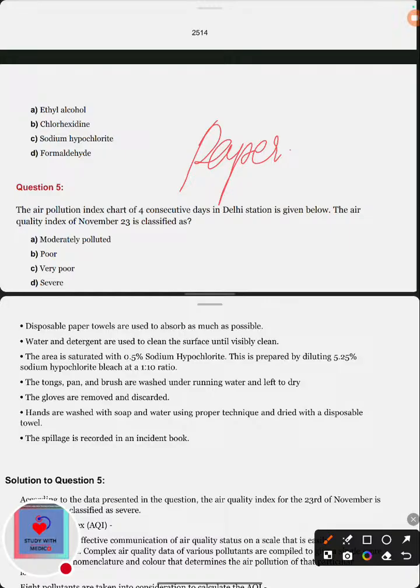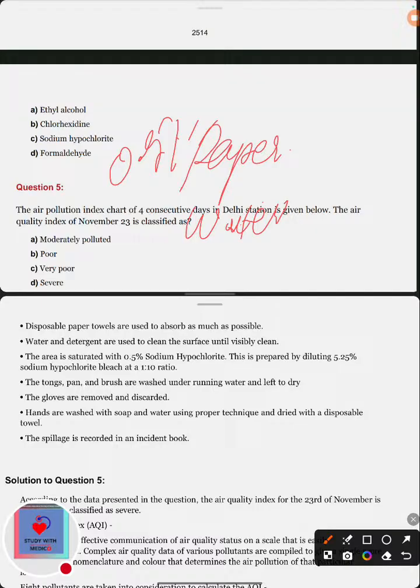Water and detergent are used to clean the surface until visibly clean. The area is saturated with 0.5% sodium hypochlorite. This is prepared by diluting 5.25% sodium hypochlorite bleach at a 1:10 ratio.